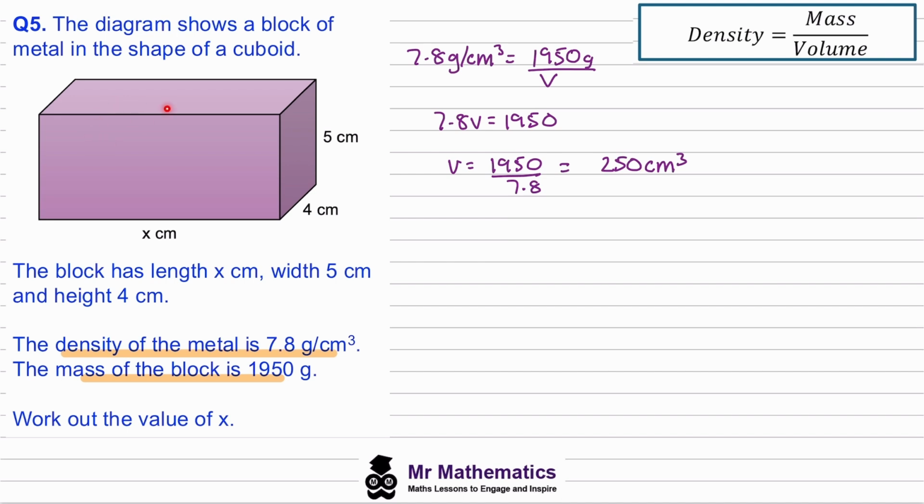And we can work out the volume of this cuboid by finding the area of this cross-section, which will be the x multiplied by the height of 5, which will give us 5x centimeters squared, and then we'll multiply this area by the depth of 4, and we'll get a volume of 5 times 4 times x centimeters cubed. And we know this volume here is 250. So we'll say 250 equals 20x. We'll divide both sides by the 20. These will cancel. So x will be 12.5 centimeters.